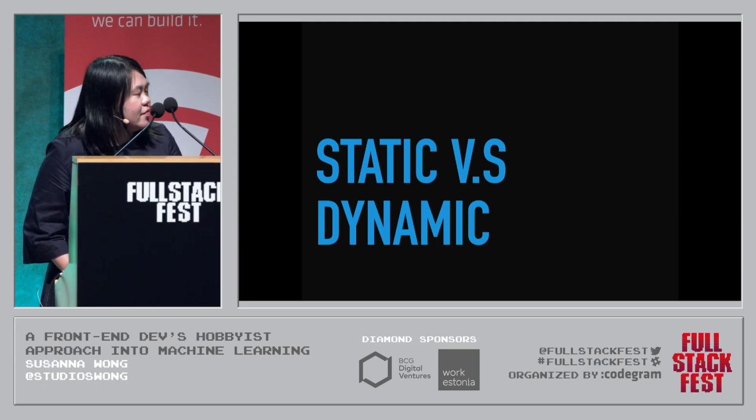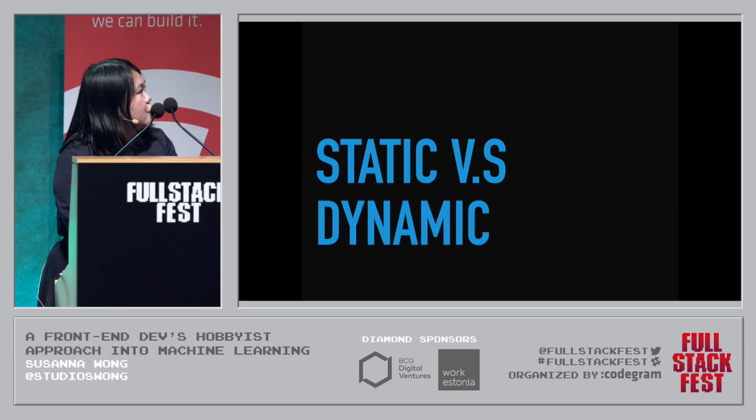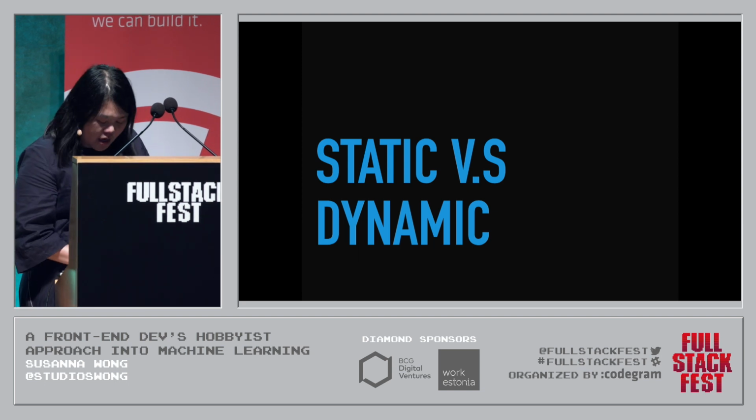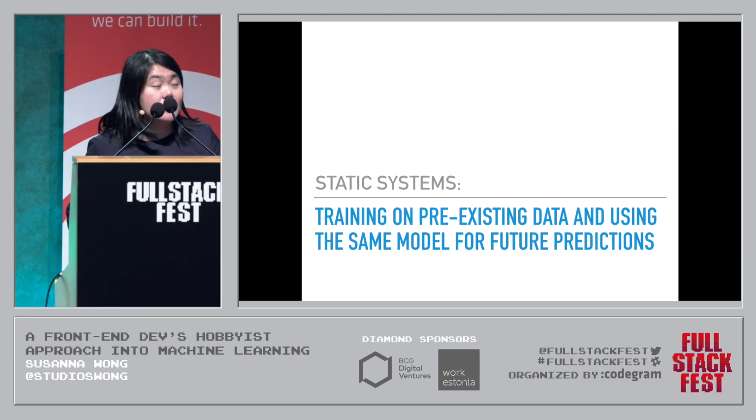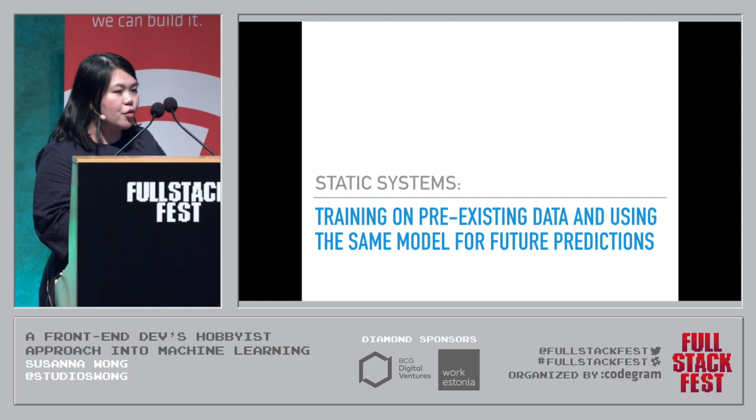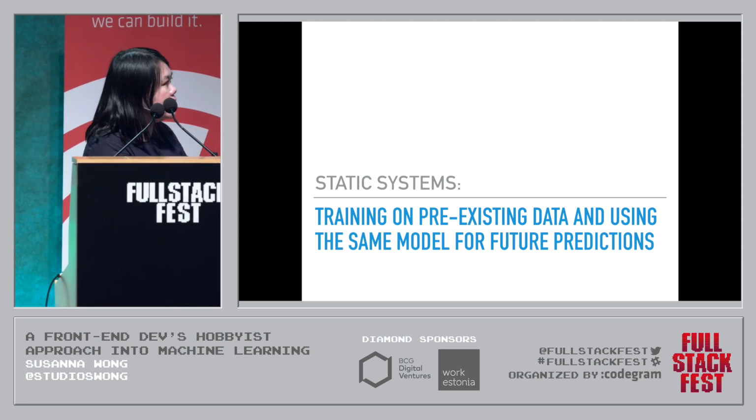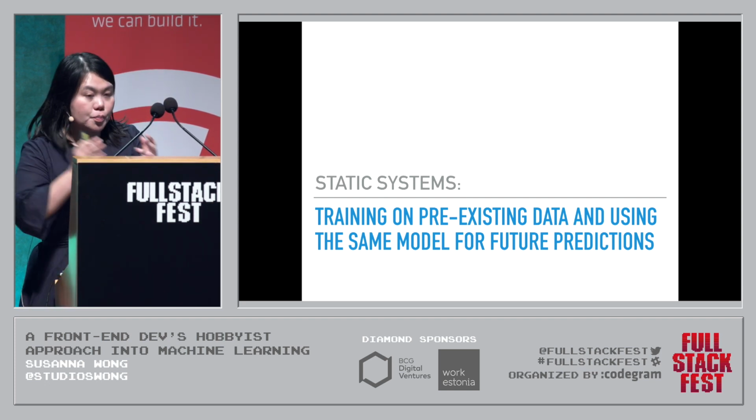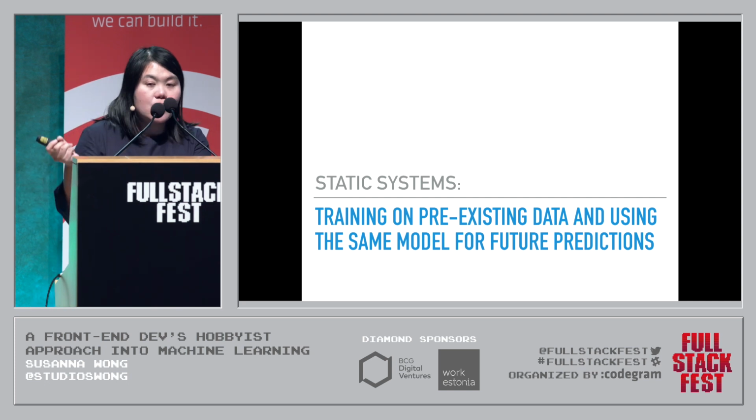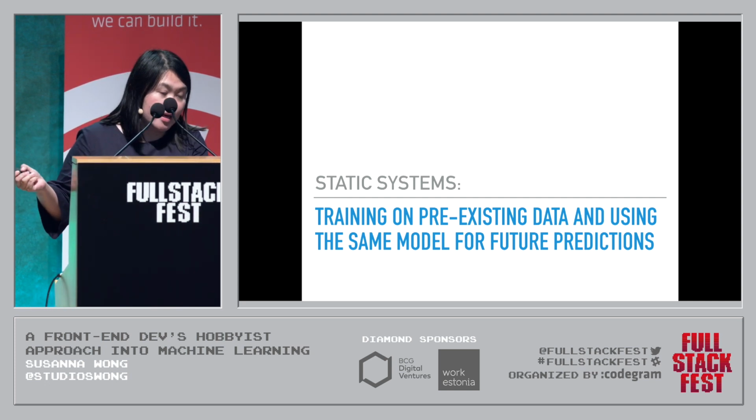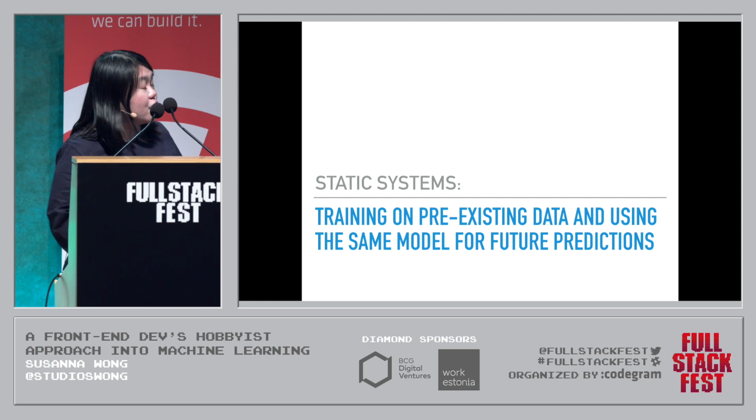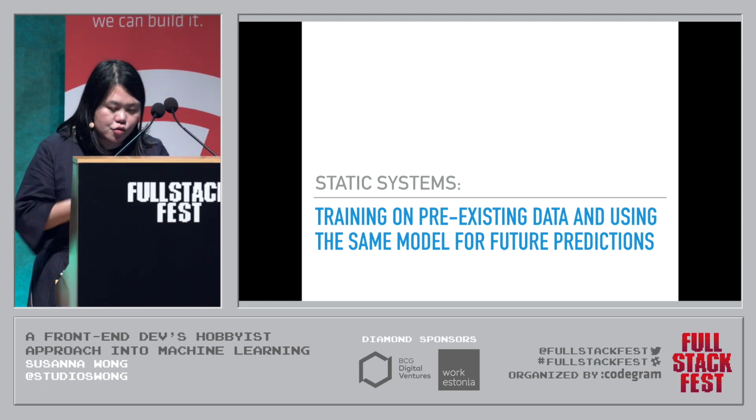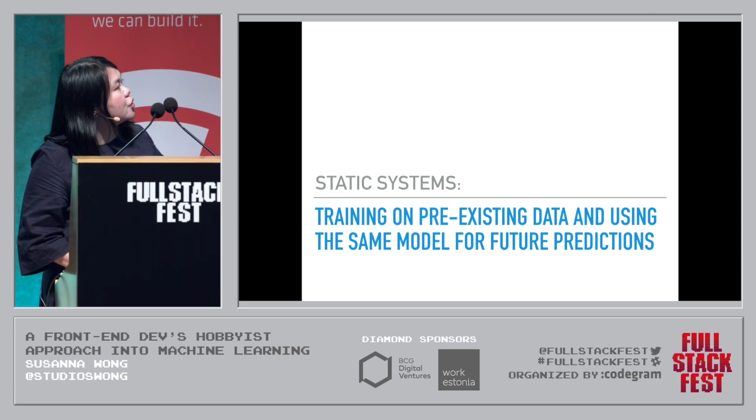With machine learning, one very important part you have to look into is whether you are designing a static system or a dynamic system. As the title infers, a static system is where you train on existing data and use that same model. You don't update your training model to make future predictions. For example, if you want to predict how many people are going to the beach today in Barcelona, you take the data from last year, from September to August, then train that model and use it for all future predictions.